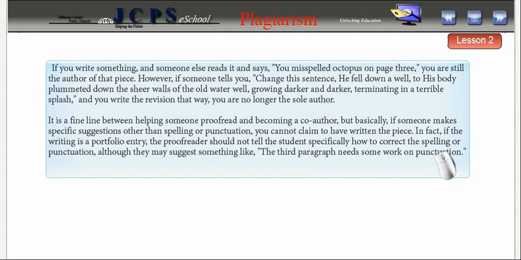It is a fine line between helping someone proofread and becoming a co-author, but basically, if someone makes specific suggestions other than spelling or punctuation, you cannot claim to have written a piece. In fact, if the writing is a portfolio entry, the proofreader should not tell the student specifically how to correct the spelling or punctuation, although they may suggest something like, "The third paragraph needs some work on punctuation."